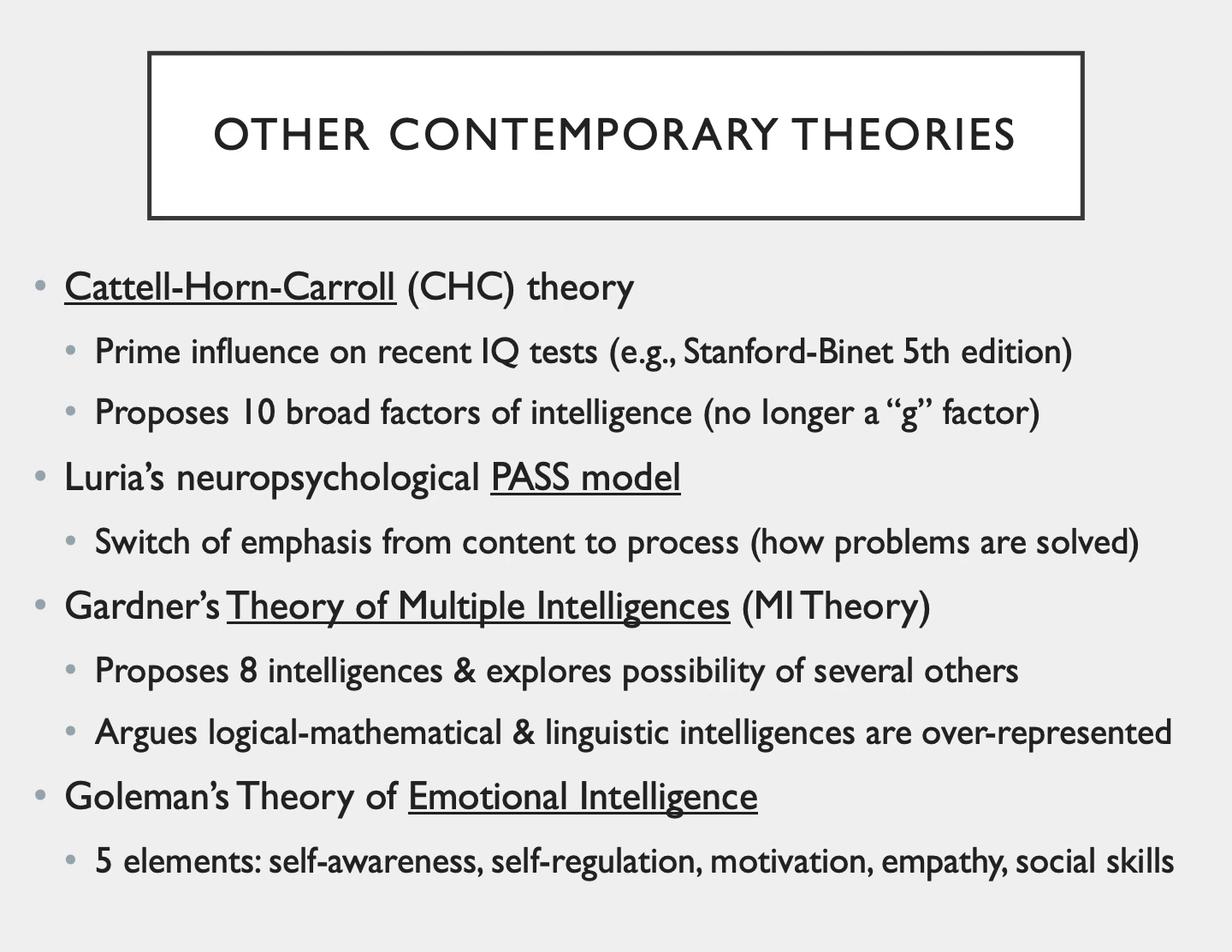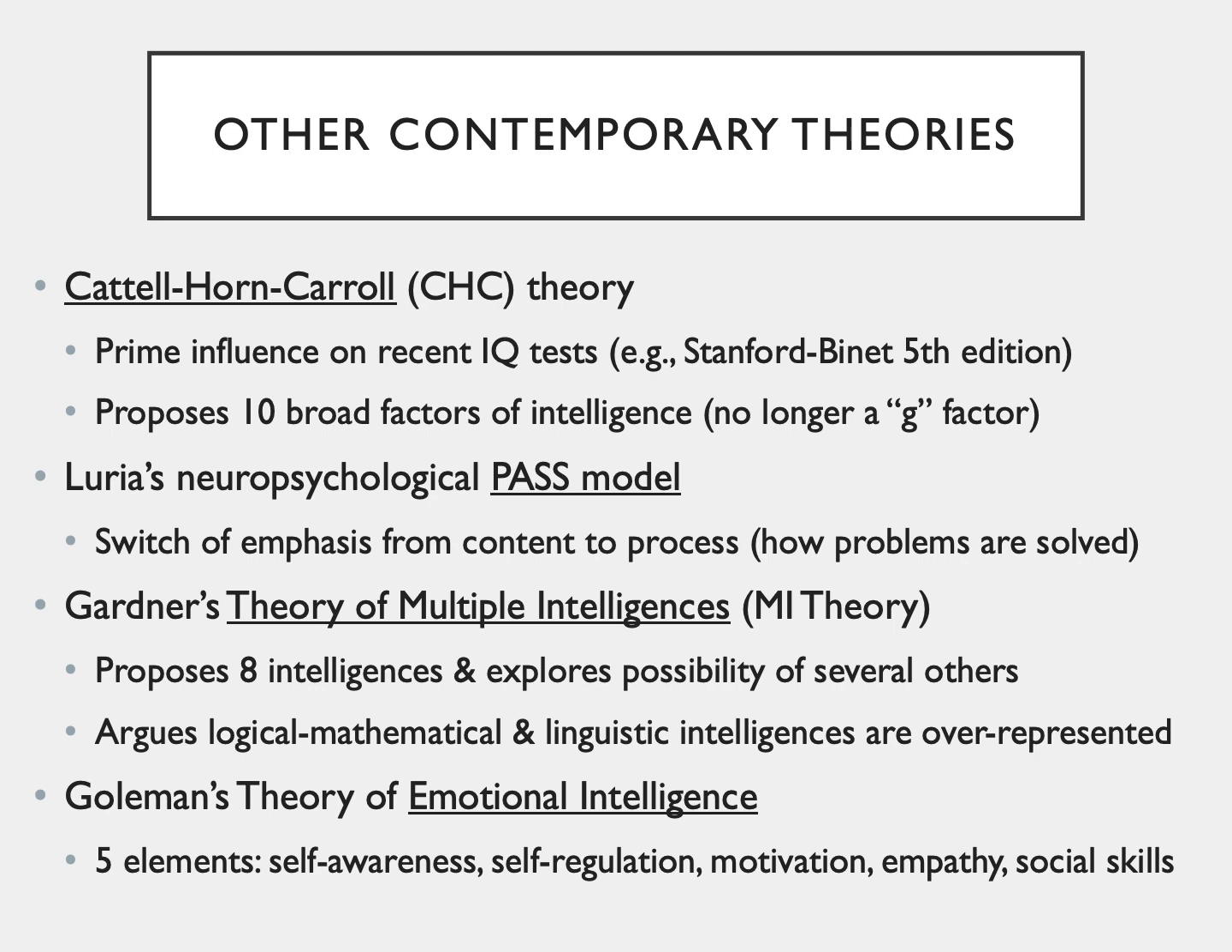You might remember the name Cattell from earlier in this lecture presentation. Cattell worked with two other theorists, Horn and Carroll, and they developed the Cattell-Horn-Carroll CHC theory of intelligence. The CHC had a huge influence on the most recent revision of the Stanford-Binet, Revision 5, as well as the Kaufman Assessment Battery for Children, Edition 2, and the Woodcock-Johnson, Edition 3.